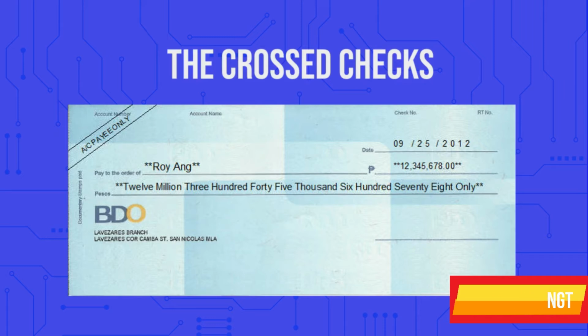The next one is the cross-check, one containing parallel lines in which the payee's name is found, and could not be presented for payment other than by the person whose name is written within the parallel lines. As an example, take a look at this check. On the left upper side, you can see 2 parallel lines. This is an example of a cross-check.